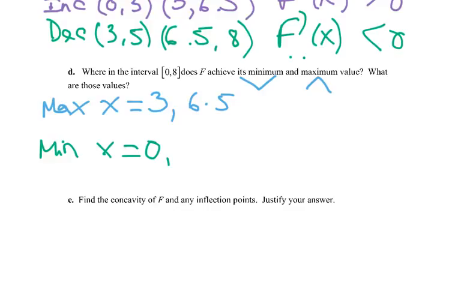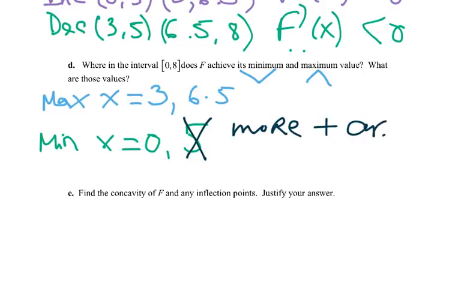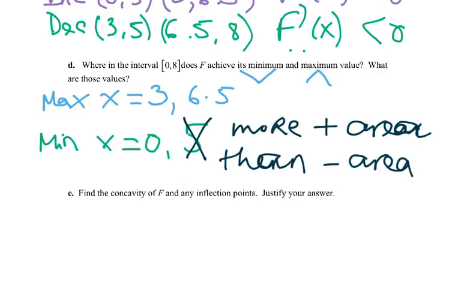So in this case, besides x is 0, minimum is when it's decreasing to increasing. So we say it's a relative min, right? It will be at 5. However, for this one we're thinking about snow, so we're not going to include the 5 because we talk about snow accumulating. And if we look at the area, we have more positive area than negative area. Therefore, we would say the only time it has the minimum is when x is 0.